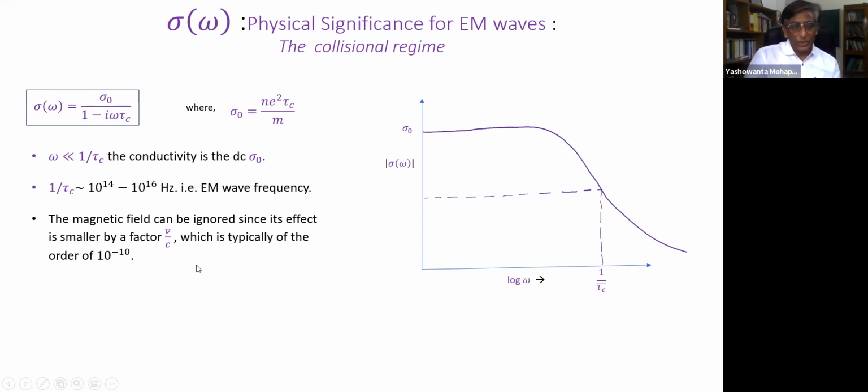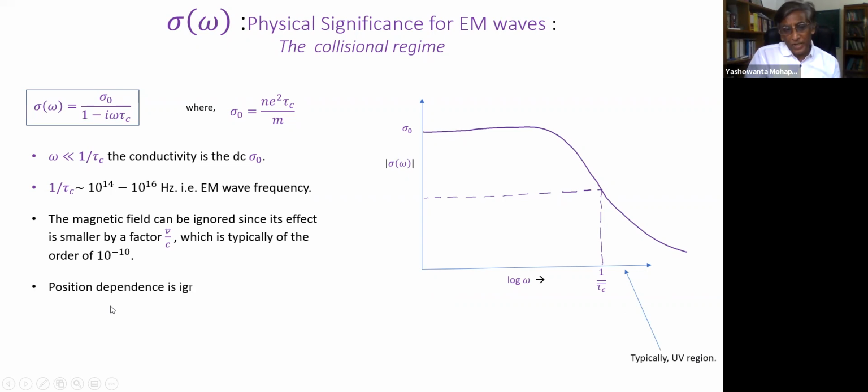All right. So that's one reason that we ignore the magnetic field. But typically, what is this region? This region is UV. So it stops being a conductor in the UV region. And I'll have more to say about this.